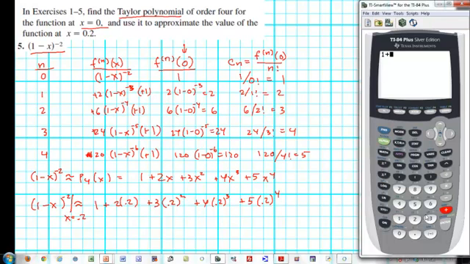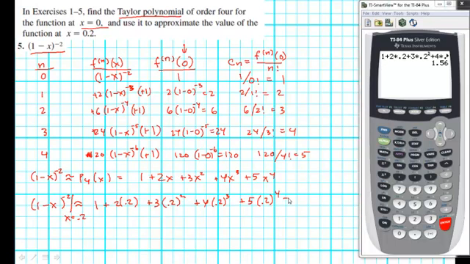1 plus 2 times 0.2 plus 3 times 0.2 squared plus 4 times 0.2 cubed plus 5 times 0.2 to the 4th. That gives me a total of 1.56, and that checks with our answer key.